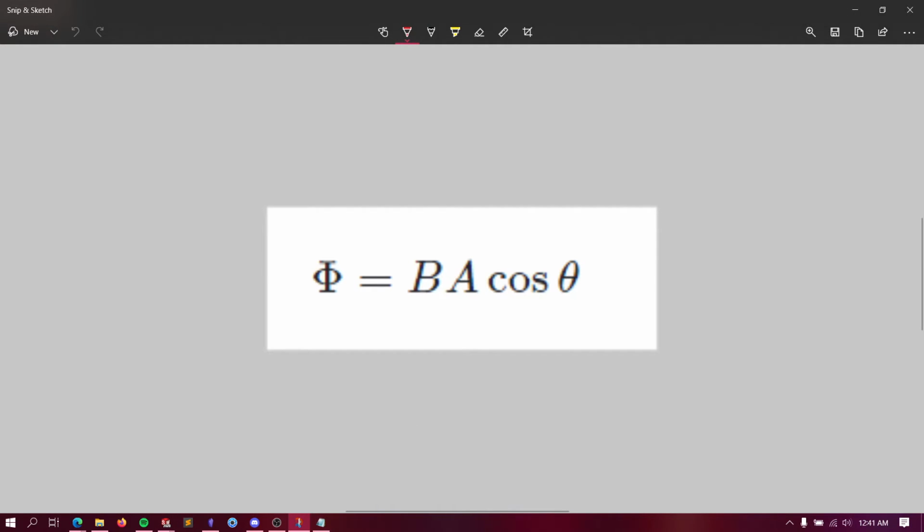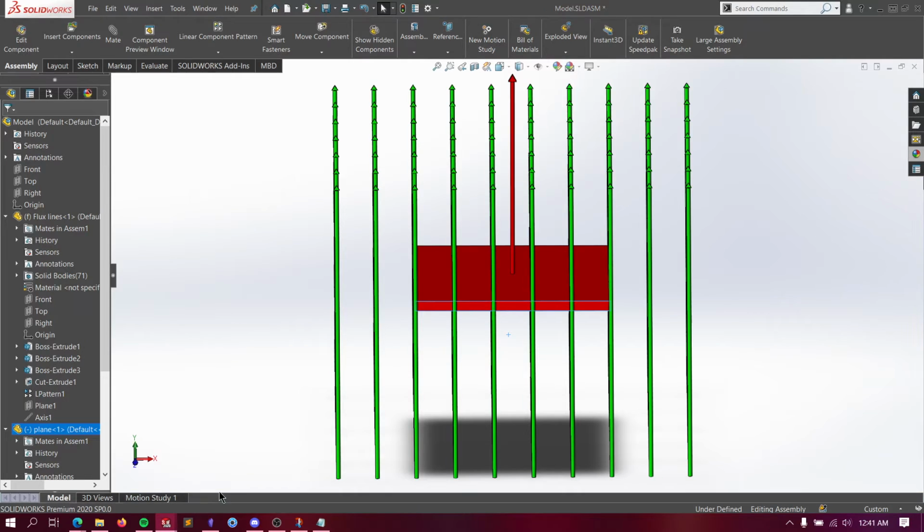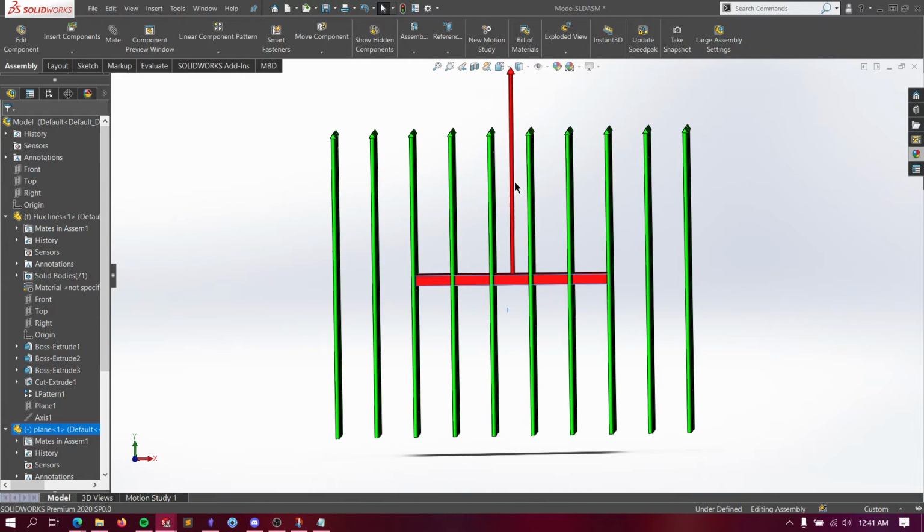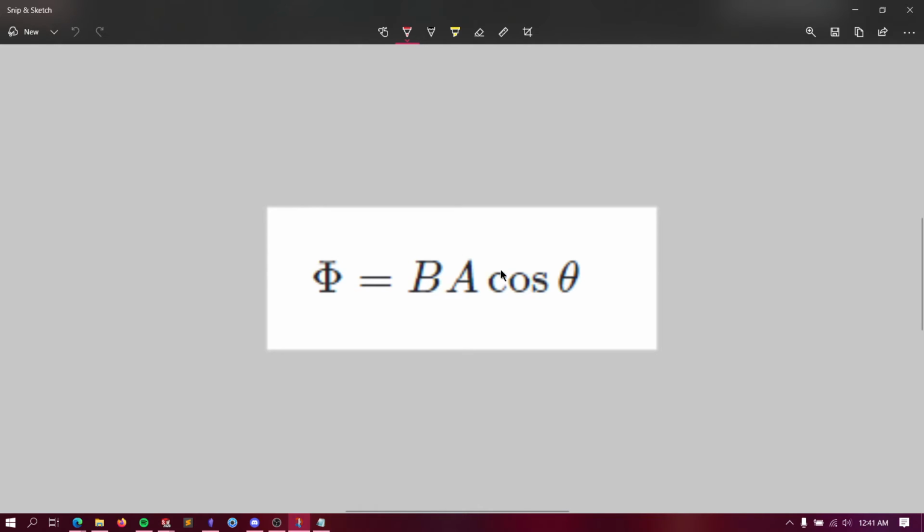So if you take out your calculator and ask, what is the cos of 0 degrees? You'll find that the cos of 0 is 1. So the angle between the normal vector and the magnetic field, in this instance, they're parallel to each other, so the angle between them is 0. So you'll be getting the full magnetic flux. So when cos 0 is equal to 1, the formula simply becomes this.